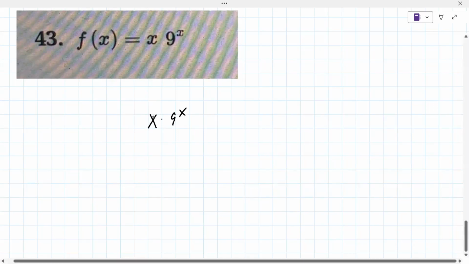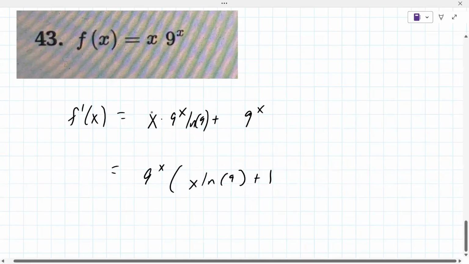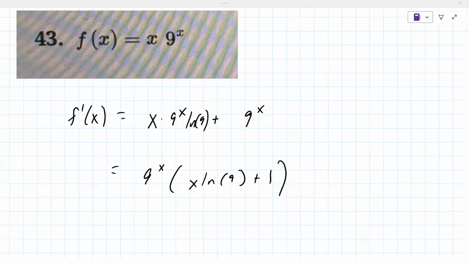Okay. X times 9 to the power of x natural log 9 plus 9 to the x. Good. And then, again, you can always factor stuff out here. So you could factor out a 9 to the x from both. X natural log of 9 plus 1 would be a possibility here.